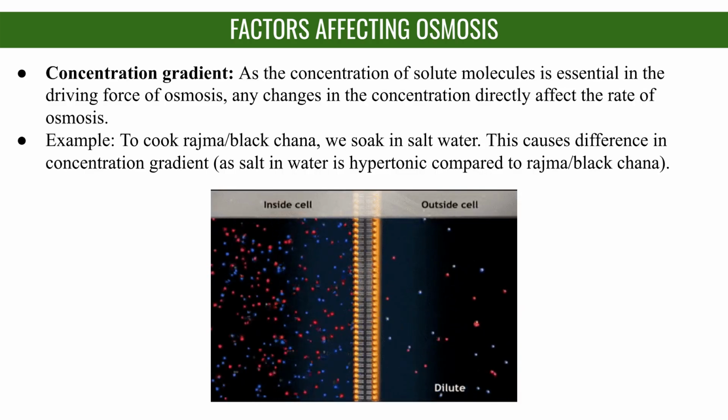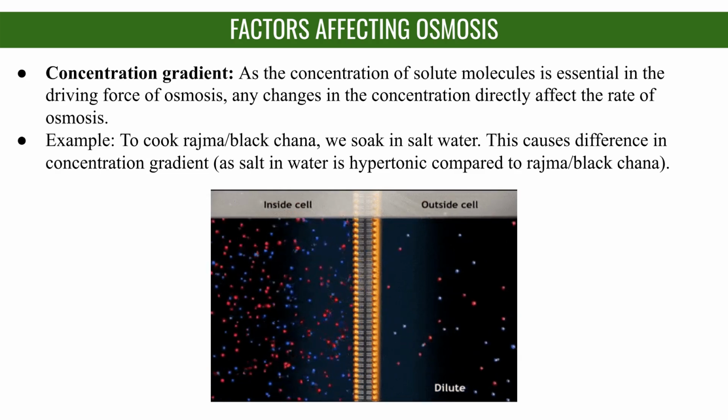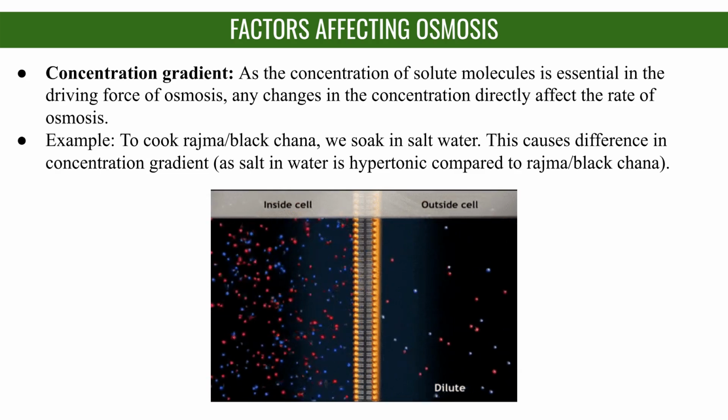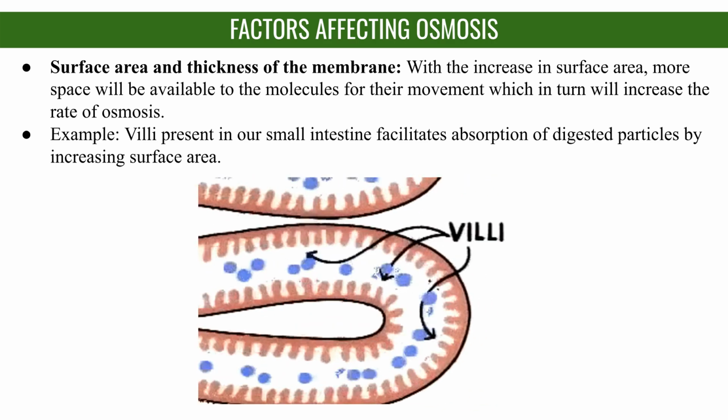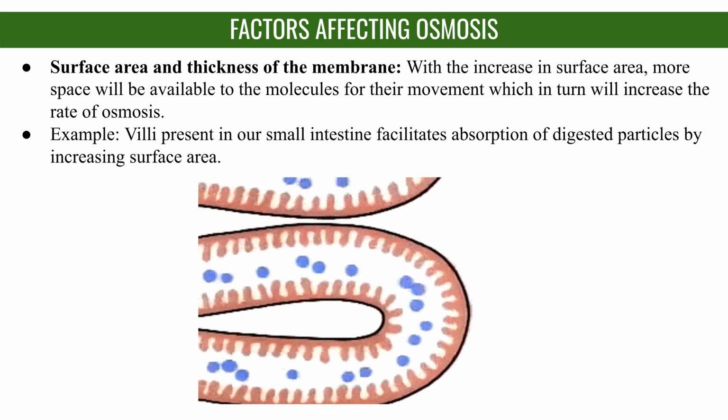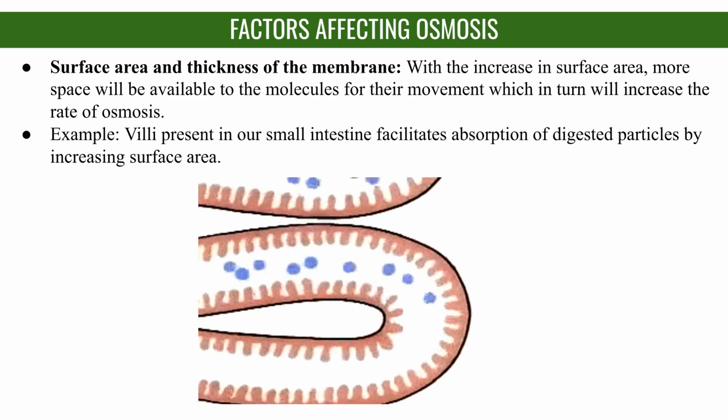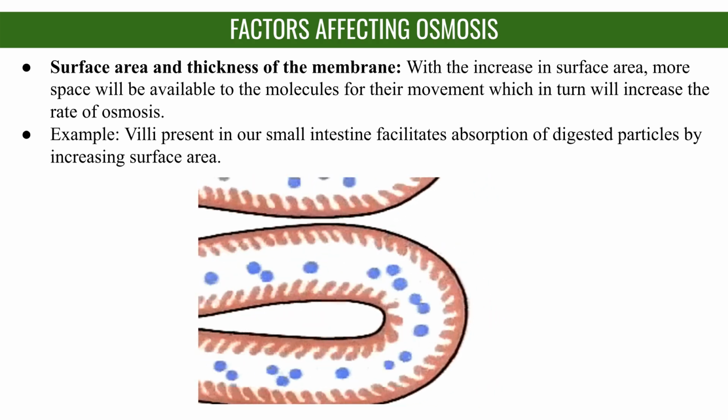The concentration gradient is essential as a driving force in osmosis. Any change in the concentration directly affects the rate of osmosis. The surface area and thickness of the membrane also matter. An increase in surface area provides more space for molecule movement, increasing the rate of osmosis.